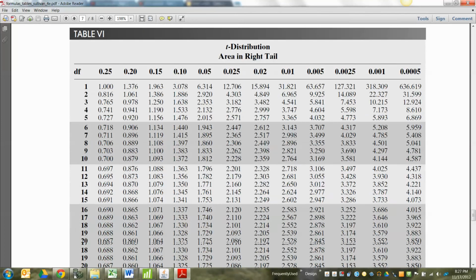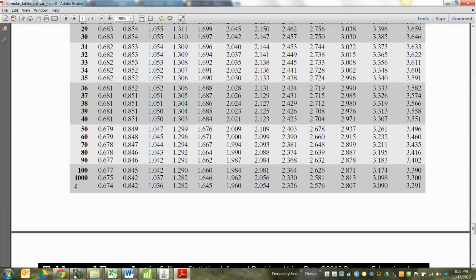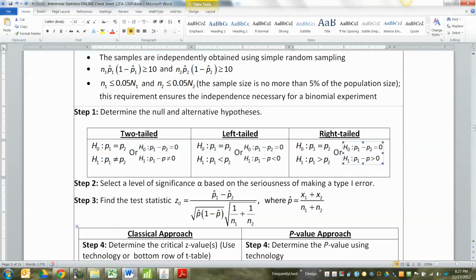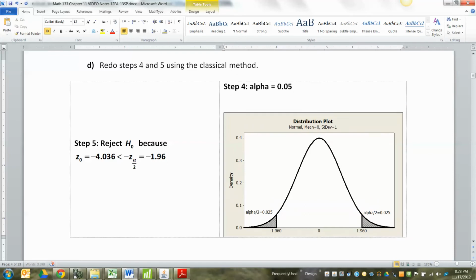The other table you're given on all of your exams is the t-table. So if you go to the 0.025 column, drop to the bottom to the z's, that's 1.96. So that's another way. All of those are possibilities. So one way or another, you've got to get these numbers of negative 1.96. So let me write them out.